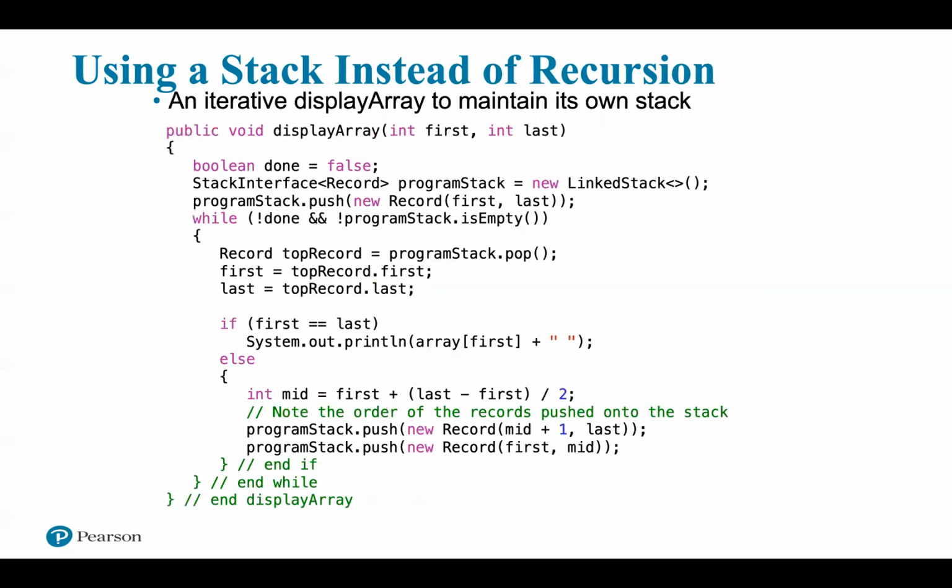Okay, just to finish up here, using a stack instead of recursion: in general, when a method begins execution, it pushes an activation record onto the program stack. As it returns, a record is popped from the stack. We want an iterative displayArray to maintain its own stack. When the method begins execution, it should push a record onto the stack. Each recursive call should do likewise. As long as the stack is not empty, the method should remove a record from the stack and act according to the contents of the record. The method ends its execution when the stack becomes empty.